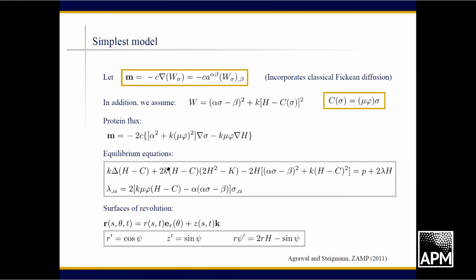The equilibrium equations are modified slightly as well. And in particular, the gradient of the Lagrange multiplier is balanced by the gradient of the concentration. To choose the form of the spontaneous curvature, this is a simple proposal for a dilute concentration of proteins.